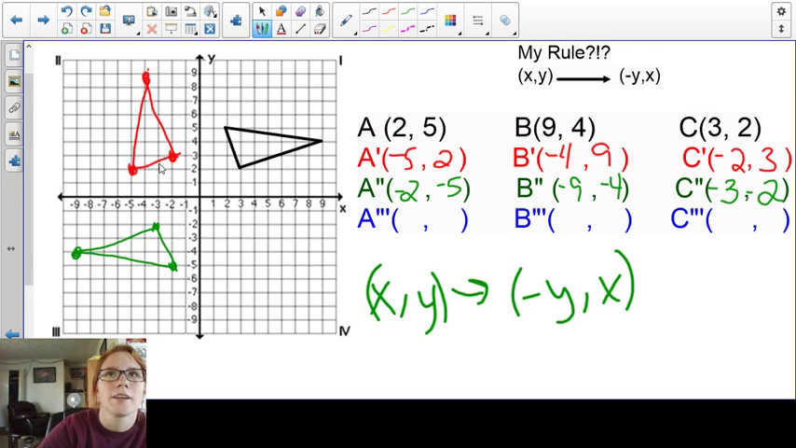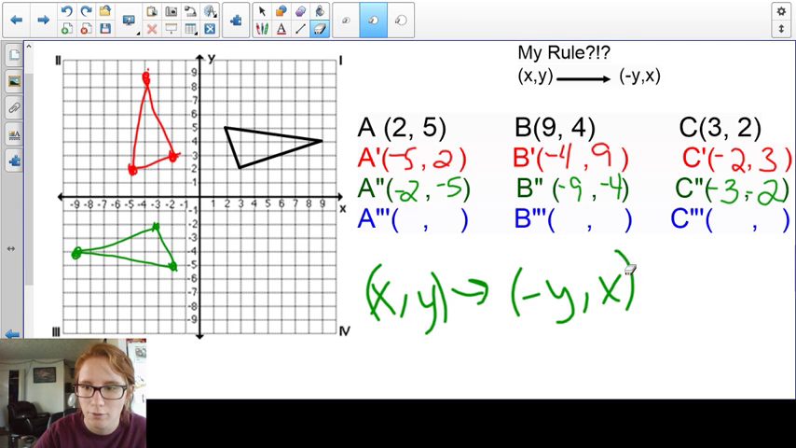So now I've rotated my red guy to my green guy. It's looking good, guys. Looking real good. Alright, we're going to leave that there because I can still see with my video.